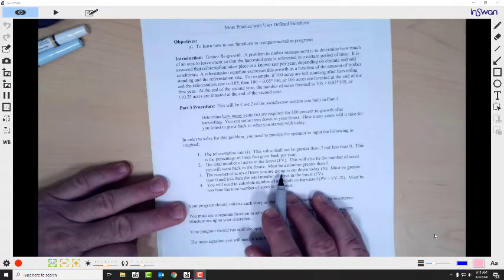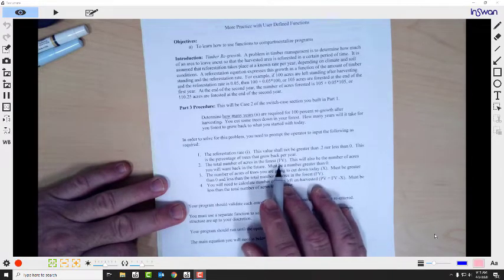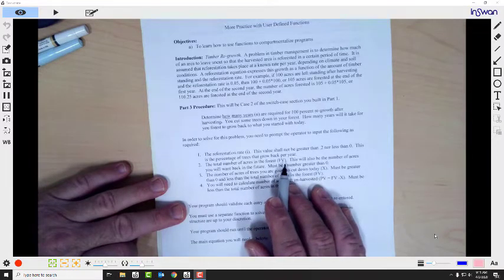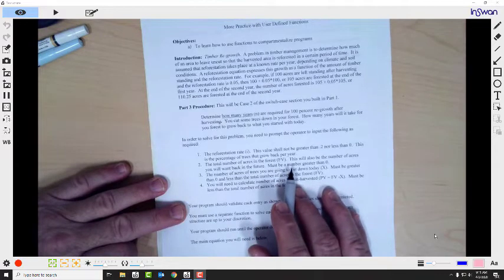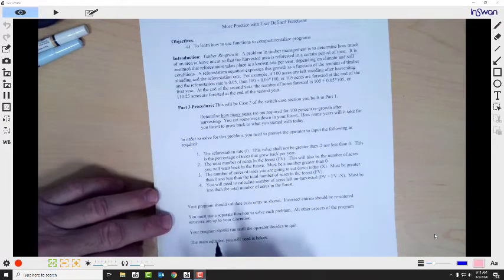We need to input the number of trees we're going to cut down. I'll call that variable X. It must be greater than 0, but less than this number up here. In other words, we can't cut down more trees than we have. Makes sense, right? And we don't want to leave no trees. So greater than 0, less than FV.